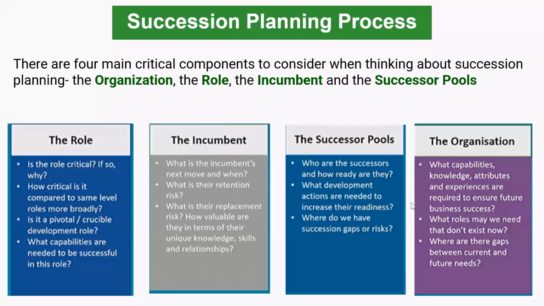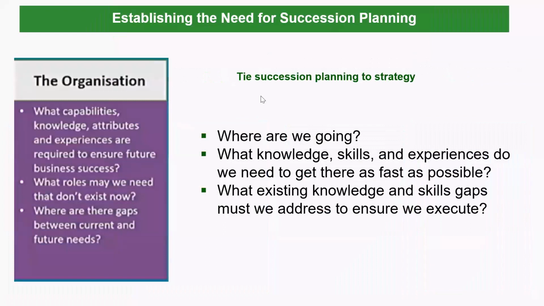So before you can begin to think around having a succession planning program in place, you need to begin to think around these 4 things: your organization, the role, the incumbents, the talents that you have in place, then the successor pools. Now, let's begin to think around our organization.